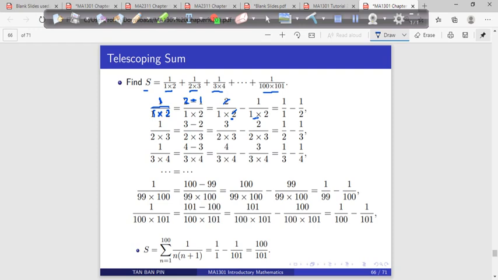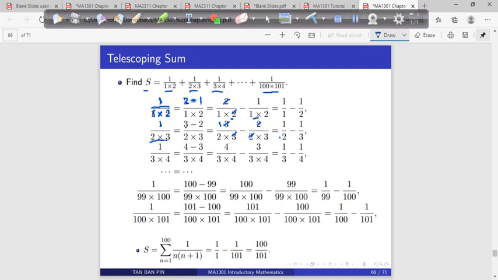half. Then the second fraction, 1 over 2 times 3. You do the same thing. You observe that 1 is actually 3 minus 2, right? 3 minus 2 gives you back 1. Then after that, you can split it into two fractions. The first fraction, 3 and 3 cancel, so you are left with 1 over 2, which gives you half. Then the second fraction, 2 and 2 cancel, giving you 1/3.